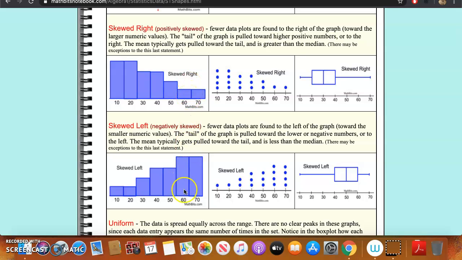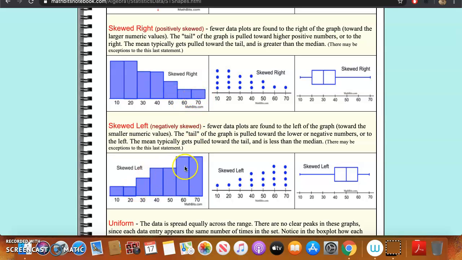And the other way, if most of your data is to the right and it seems to tail off to the left, we call that skewed left or left-tailed. So this is right-tailed and this is left-tailed. It sort of looks like there's a tail. Imagine if this is like a cat or a dog, it looks like the tail is on the right side.